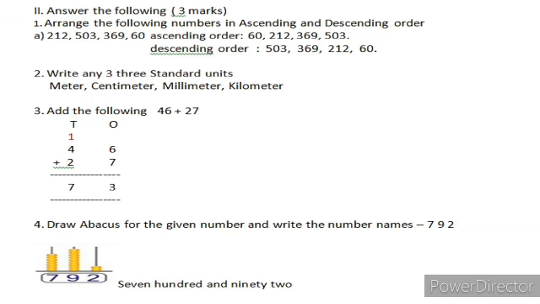Roman number 2, answer the following. This is 3 mark sums. Question number 1. Arrange the following numbers in ascending and descending order. 212, 503, 369, then 60. Ascending order: 60, 212, 369, 503.